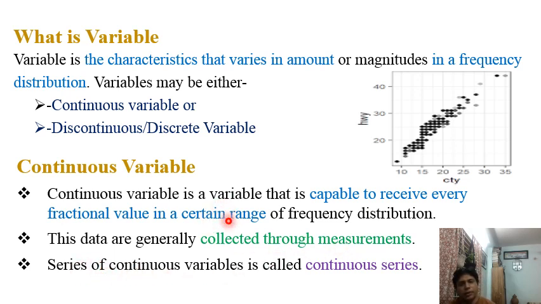When we represent continuous variables in a table, it is called a continuous series. So continuous series is formed by the values of continuous variables. When the question is asked, what is a continuous series, we can say that a continuous series is the series that is formed with the values of a continuous variable.